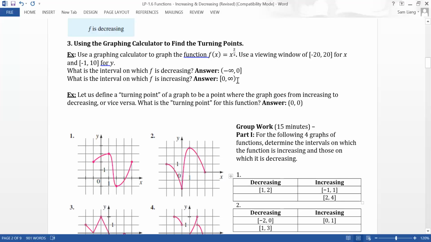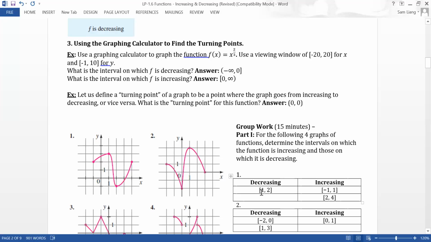Okay, so how you would write that answer is negative infinity to 0. Note that here the negative infinity and infinity are in parentheses, right? And then the 0 is in brackets. Now, you could debate about whether or not to include the actual turning point, right? The origin (0, 0) is the turning point. But for the sake of this class, we're going to include the turning point.